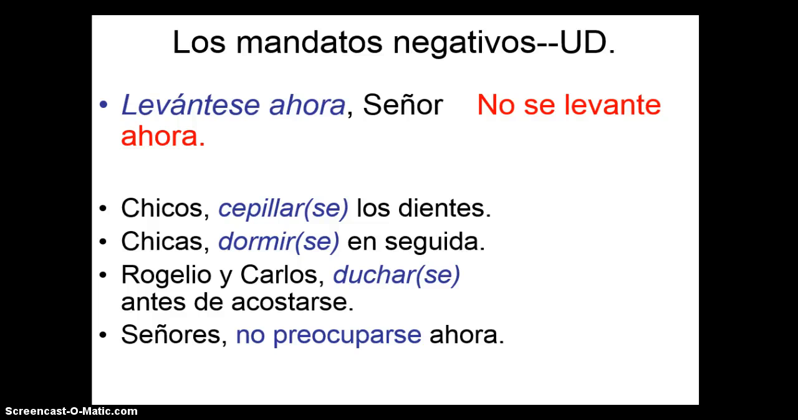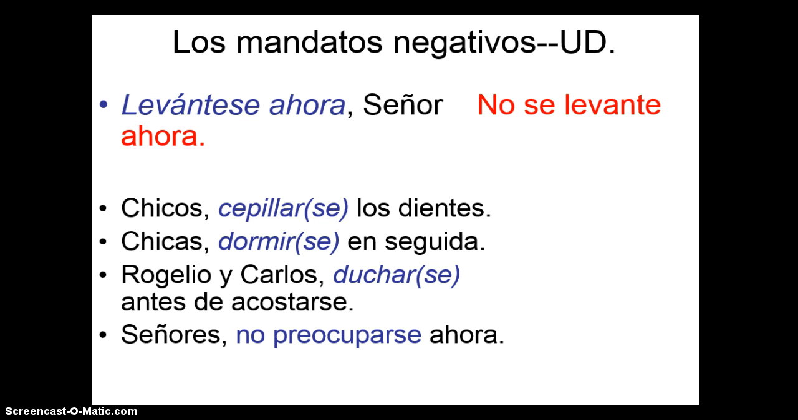Remember, you can go two syllables back from your pronoun if your verb has more than two syllables. When we make the negative version, on the other hand, we're going to have to put that reflexive pronoun before the verb. So we're going to take it off the end and slide it to before, and we're going to get no se levante ahora.